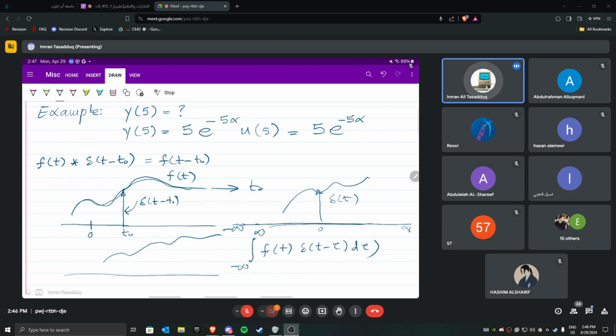That gives you the f, because remember there is this relationship: the integral of delta tau d tau from minus infinity to plus infinity is equal to 1.